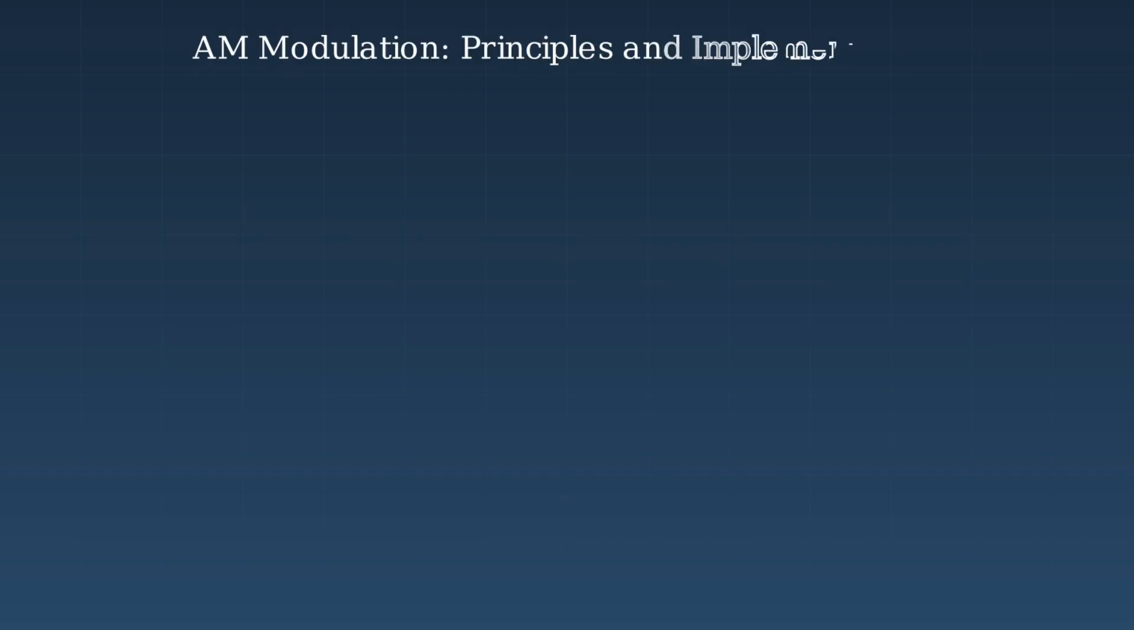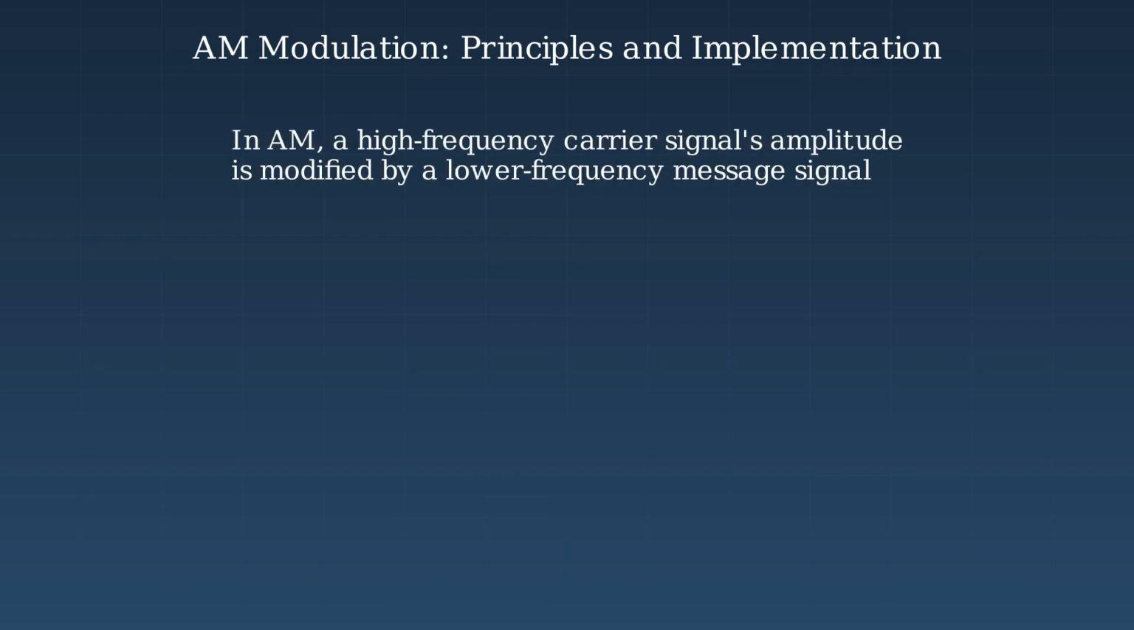Amplitude modulation, or AM, is a technique where the amplitude of a high-frequency carrier wave is varied in proportion to the instantaneous amplitude of a message signal. This allows us to transmit low-frequency information like audio using high-frequency electromagnetic waves that can travel long distances efficiently.